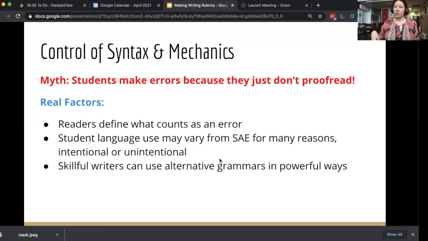We assume that that's accessible to every reader or every writer and that they just haven't proofread if they aren't getting there, when actually their language background really affects that. And you can use alternative grammars in really powerful ways. There is academic writing that's written in Black English or other grammars.